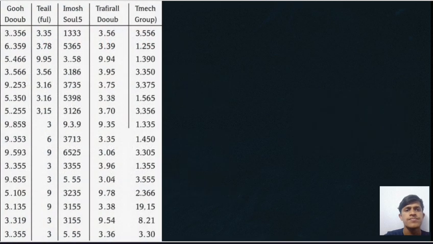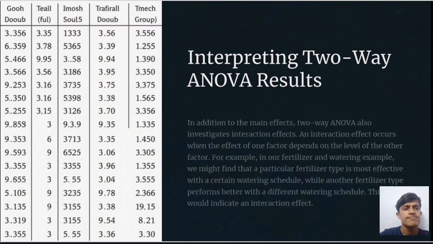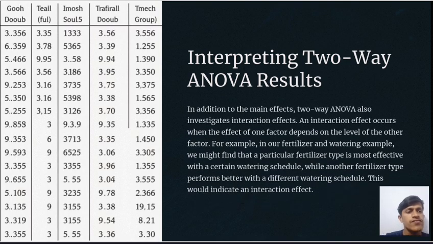Next, interpreting two-way ANOVA results. In addition to the main effects, the two-way ANOVA also investigates interaction effects. An interaction effect occurs when the effect of one factor depends on the level of another factor. For example, in the fertilizer and watering example, we might find that a particular fertilizer type is most effective with a certain watering schedule, while another fertilizer type performs better with a different watering schedule. This would indicate an interaction effect.